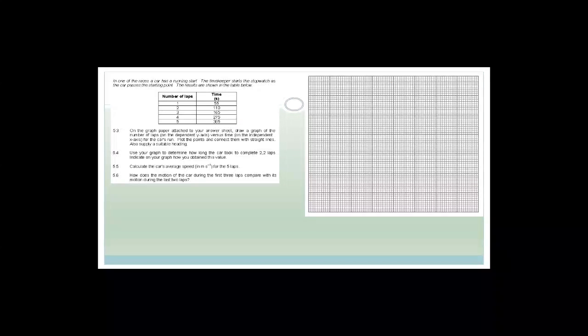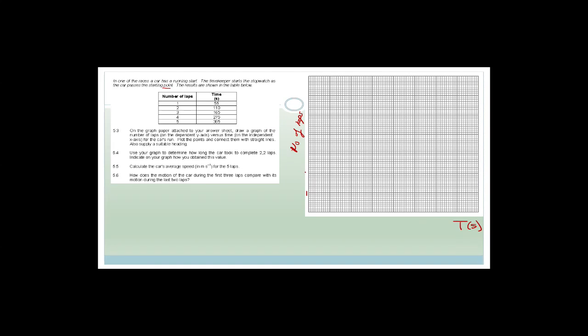Right. Now it says, in one of the races, a car has a running start. Okay, in other words, it's already going when it starts. The timekeeper starts the stopwatch as the car passes the starting point. The results are shown in the table below. So it says, on the graph paper attached, draw a graph of the number of laps on the dependent y-axis. This is number of laps versus time in seconds.